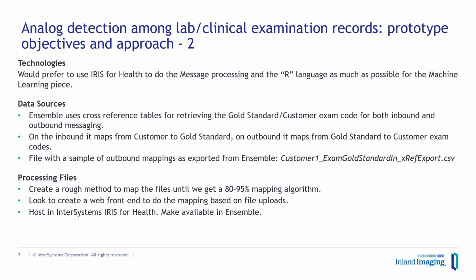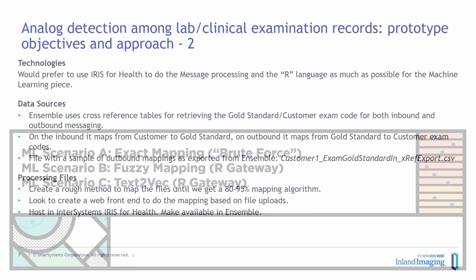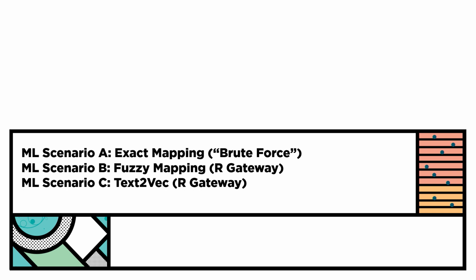Basically, our thought for how we look at processing the files is that we'd like to create a rough method to map the files until we get to a 90 to 95% mapping algorithm. So we wanted to try multiple algorithms to get to that point. And then look to create a web front end to do mapping based on file upload. So we wouldn't do this with a manual file in a folder or something. We'd just make it so a clinical apps person could upload the file, hosted in InterSystems IRIS for Health and made available in Ensemble. I'll hand it over here to Sergey.